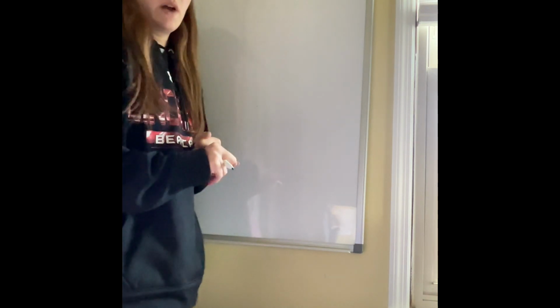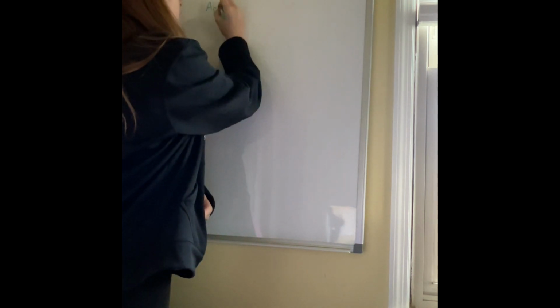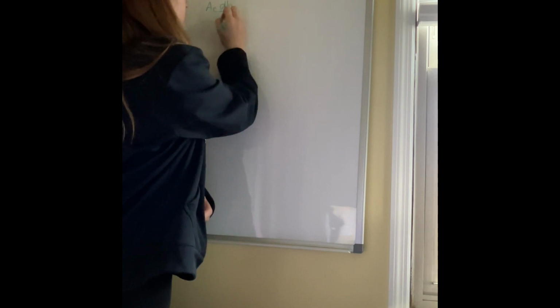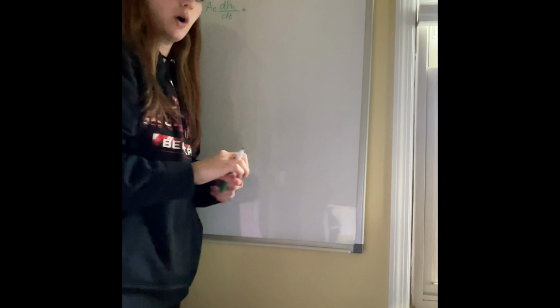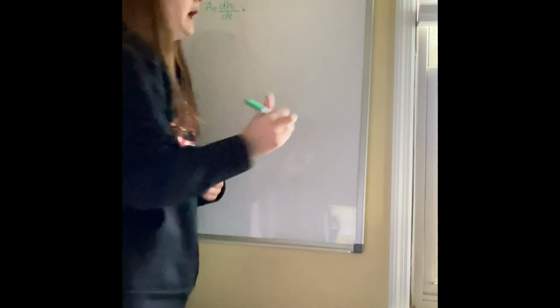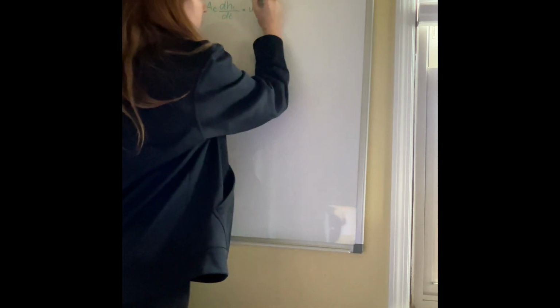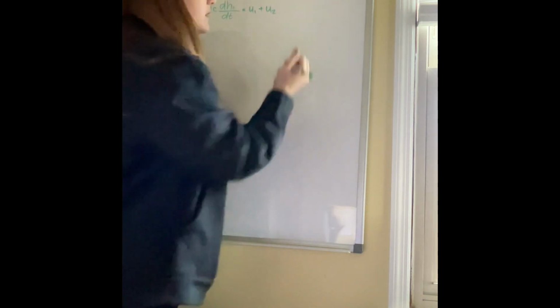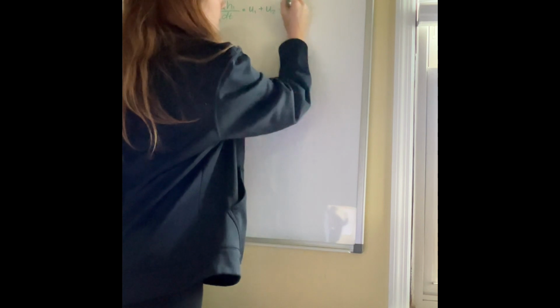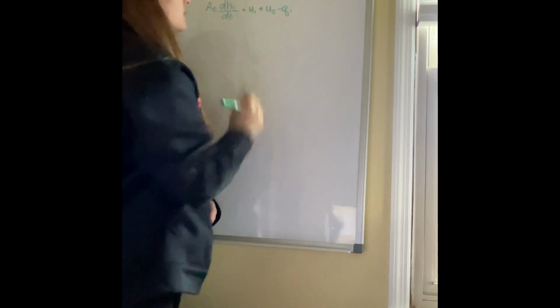So we can find the change in volume of each of our tanks by creating a mass balance for each tank. So we know that our volume change is equal to our cross-sectional area times the change in our H1 over the change in our time for our first tank. And this will be equal to our flows in minus our flows out. So we have U1 plus U2, since those are the two flows going into our first tank. And we're going to subtract Q1, since that's the flow that's going out.